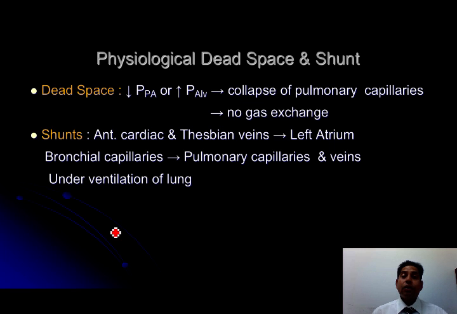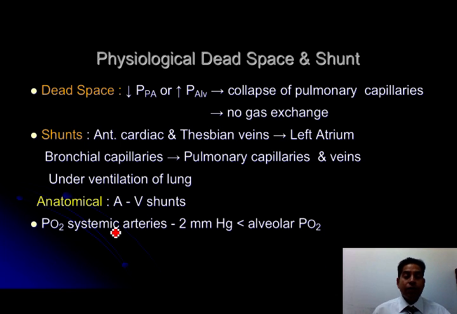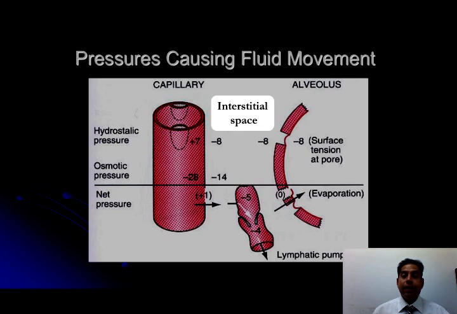So when you look at the final concentration of oxygen in the left ventricle, which is being supplied to the systemic circulation, you'll find that it is lower than 100%, which is the partial pressure of oxygen in the alveolus. This is because of the mixing of small amounts of venous blood with the arterial blood. You can also have anatomical AV shunts, which will also contribute to the mixing. Likewise, you'll find that the partial pressure of oxygen in the systemic arteries is 2 mm less than that in the alveolar artery, for the reason which I have explained. You also have the hemoglobin saturation, which will be around 0.5% less.